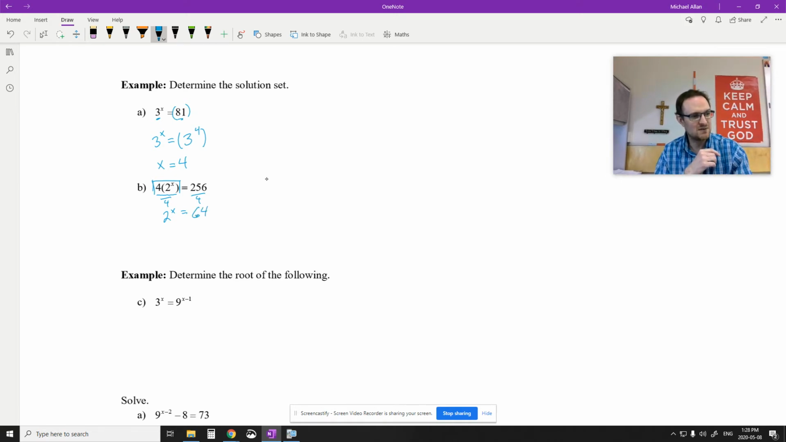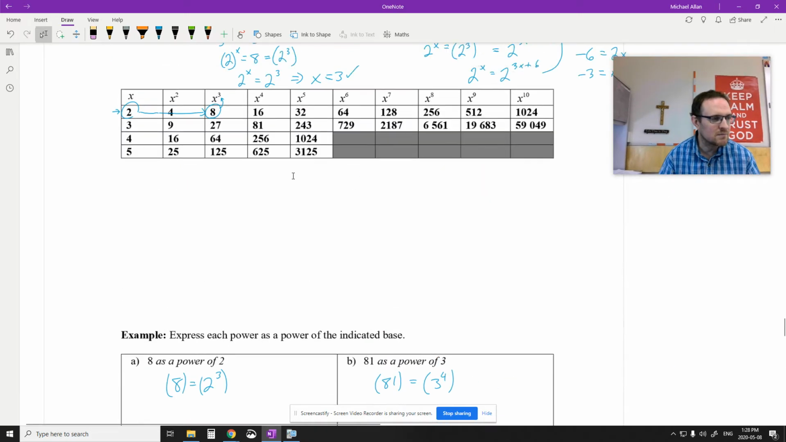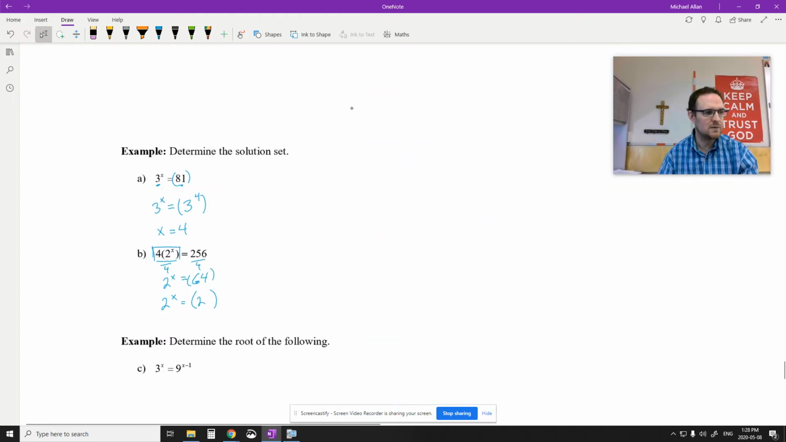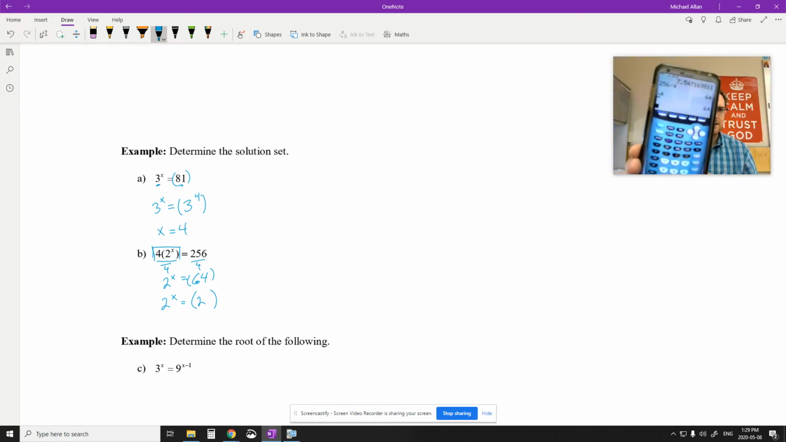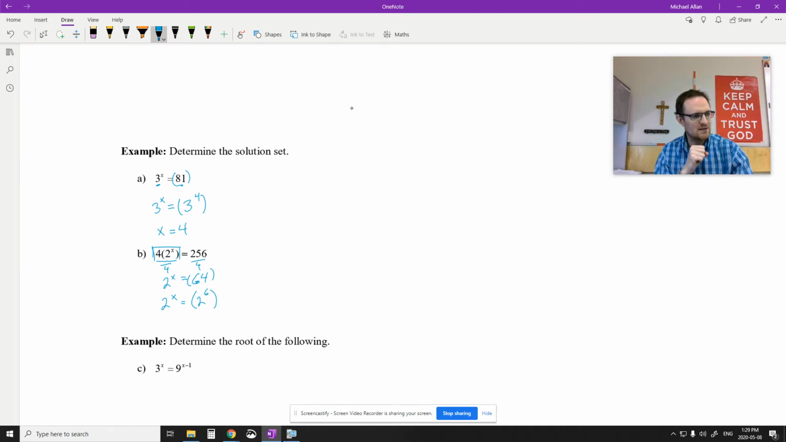Sometimes that doesn't work out the best for us, but in this case it did. Then I'm going to change this 64 to 2 to the power of something. So I go up to 64 on the chart here, where the 2s go across. 2 to the power of 6. Or just punch in your calculator 2 to the power of something until you get to 64. If you skip past 64, then you can't do it. But 2 to the power of 6? Yeah, 2 to the power of 6 is 64. Okay, so now the base is the same. I can drop the bases and say x equals 6.